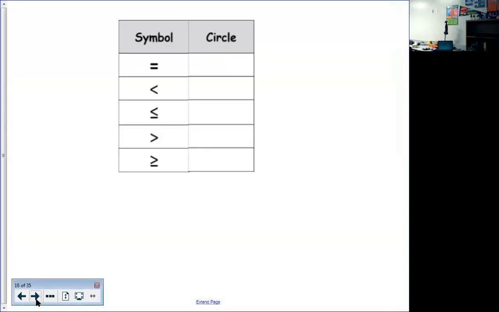Before we continue, you need to copy down this chart here. For all of these symbols, we need a circle because this is going to be for our graphs. So anytime we're equal, we're going to have a closed circle. Anytime we're not equal, we're going to have an open circle. Again, copy that down.